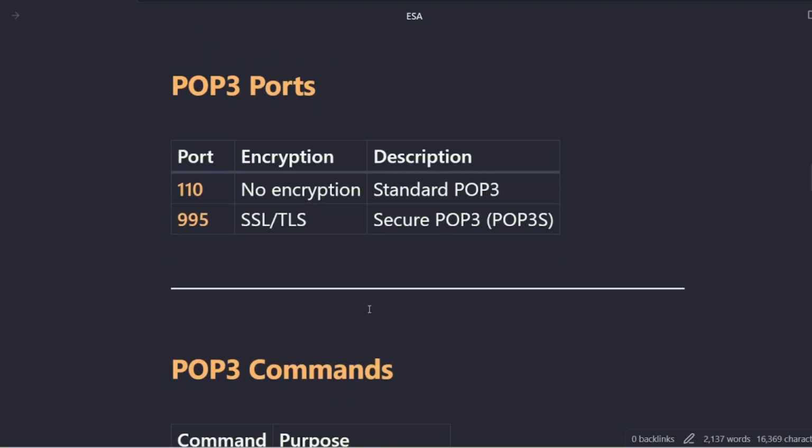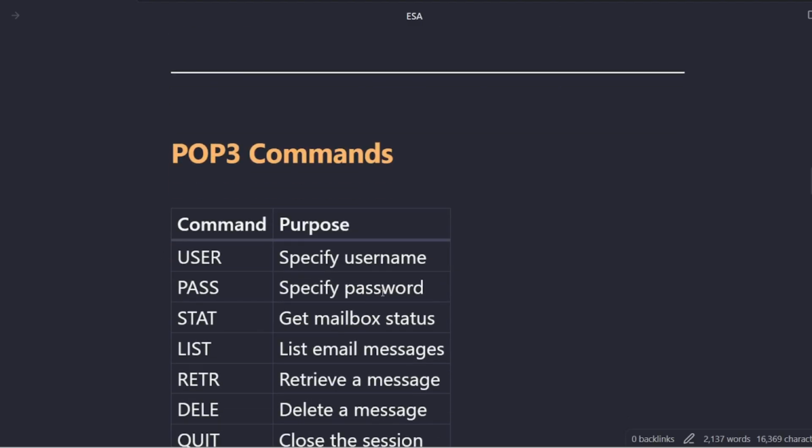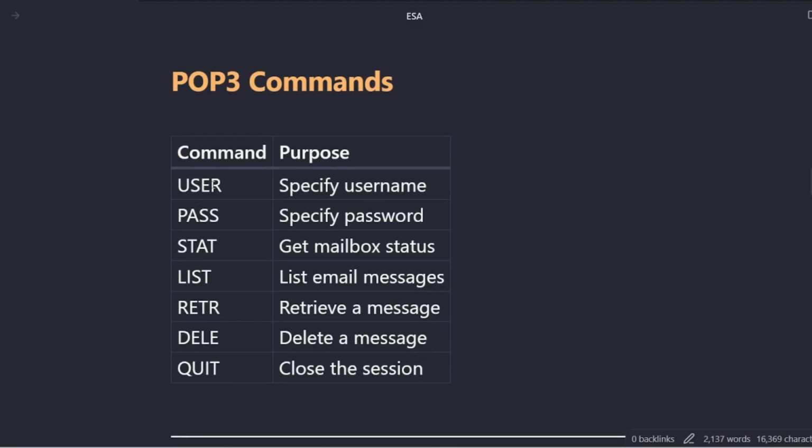Okay, now there are some important things you guys need to be aware of, some POP3 commands you need to understand. USER means specify the username, PASS means password, STAT means get mailbox status, LIST lists all the messages, RETR means retrieve a message, DELE means delete a message, and QUIT closes the connection. So these are the commands used when the client is communicating with the server.